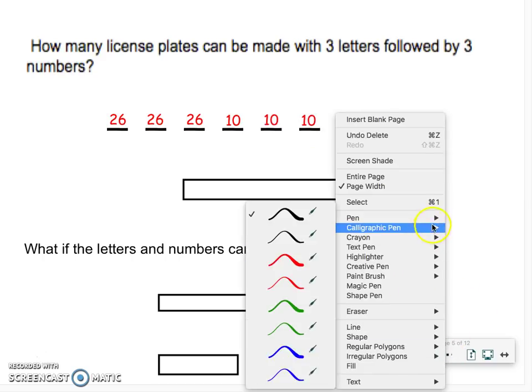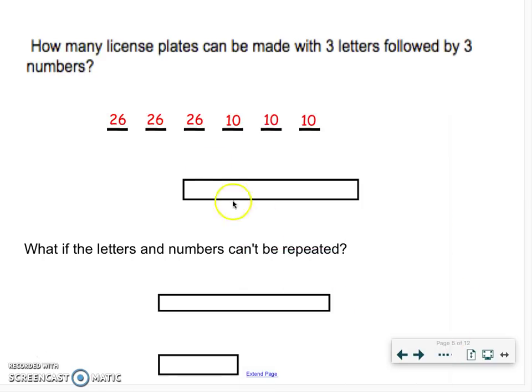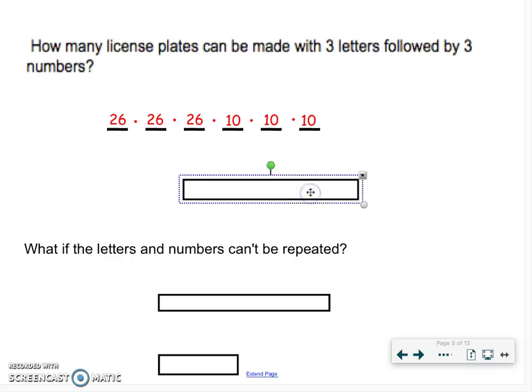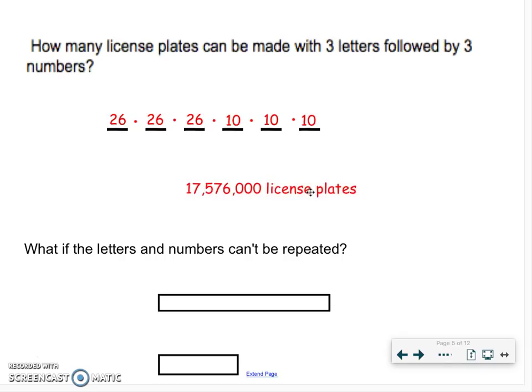Now what our multiplication counting principle tells us is that we are simply just going to take 26 times 26 times 26 times 10 times 10 times 10. And that will tell us the amount of ways that we can create a license plate. So when you punch that all in your calculator, you should find that we have 17,576,000 different license plates.